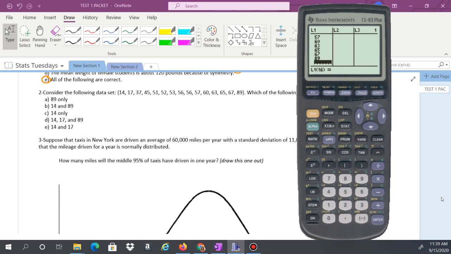It looks like there's 15 values. You just want to make sure, because it's really easy to miss one. All right, 15, good. Then I'm going to go back to my home screen and run the one variable statistics. So stat, over to calc, enter, and then second L1. Then scroll down. So we've got Q1 is 45, Q3 is 63. That's really all we need for outliers, Q1 and Q3. So 45 and 63.